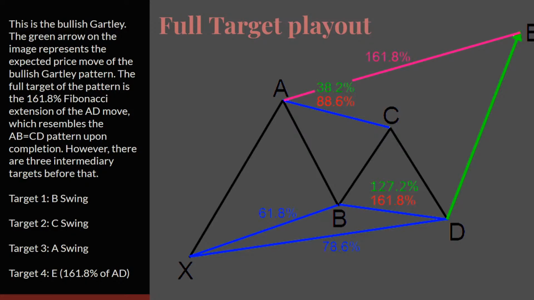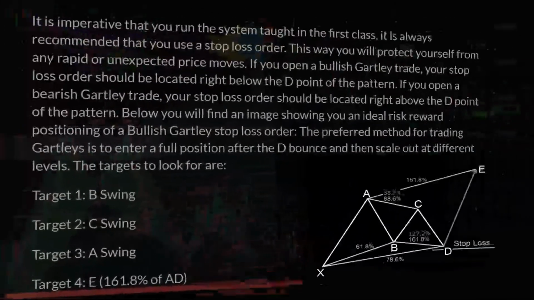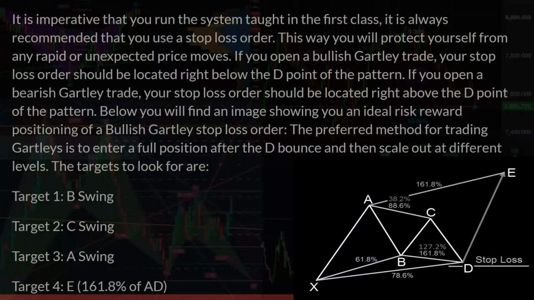Now, many different patterns can have trouble playing out due to the fact that there might be momentum divergence that's not supporting their playout, or it could be positioned really badly, or there might not be a lot of volatility. Like for instance, the pattern might form at a really awkward time before a meeting or event where the market phases out into a sideways trend. That's always possible. So we always have to make sure that we run the system on those things. So it's imperative that you run the system that's taught in the first class.